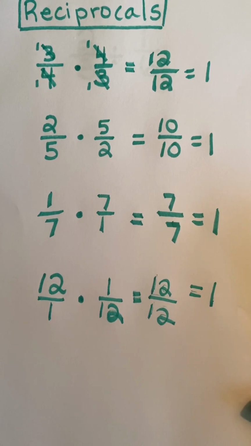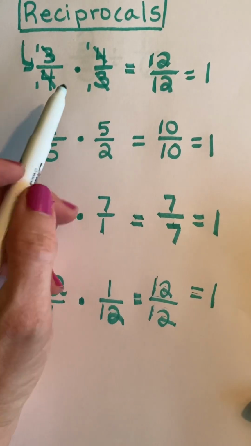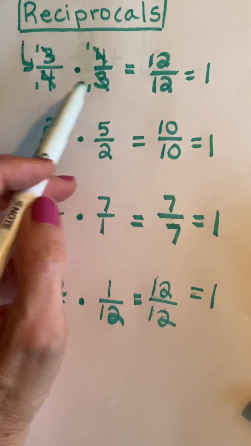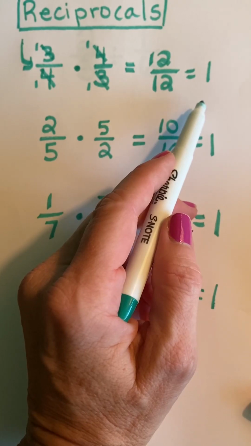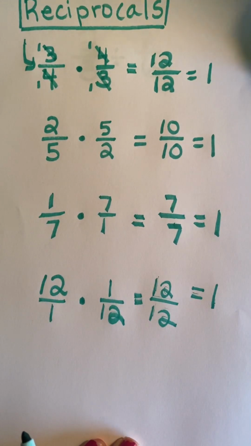So two new things you learned just now. You learned what a reciprocal is. Simply take a fraction and interchange the numerator and denominator. And you also learned that when you multiply two reciprocals, you will always get 1. This is going to come back into action in just a few minutes.